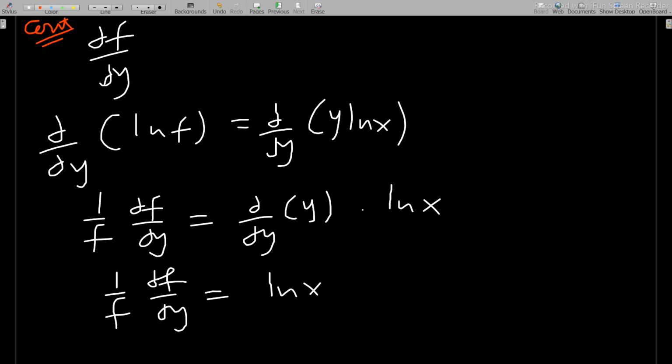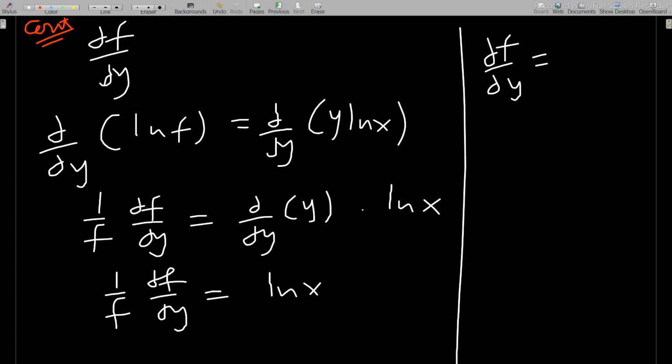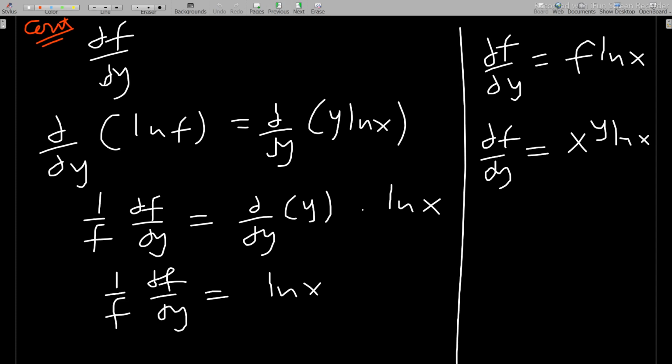So it means that my partial derivative of f with respect to y is equal to f ln x. Then what is f? So del f del y will be equal to, f now is x to the power y, times ln x. I hope you can see what I wrote here, x to the y ln x. So this is the solution to the question that we were solving.